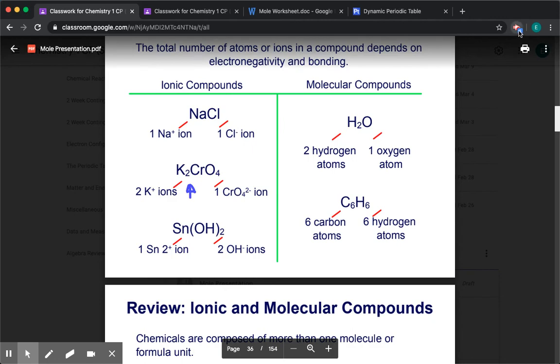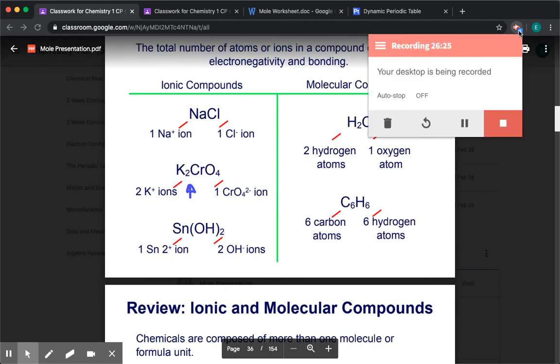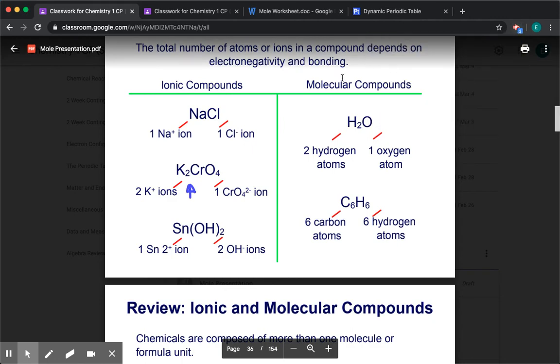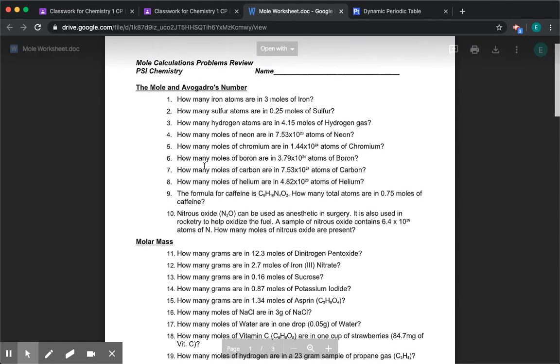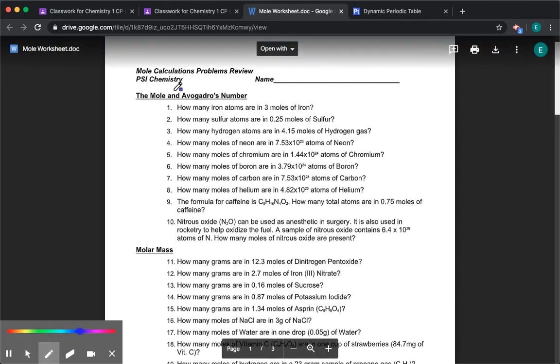Okay, where are we right now? Wow, we're at 26. See, I didn't want to make this too long, but it is what it is. So the section we're working on today is the mole and Avogadro's number. So all the problems are going to be similar. They're going to ask you to either go from atoms to moles or moles to atoms, okay? So let's do an example of both.